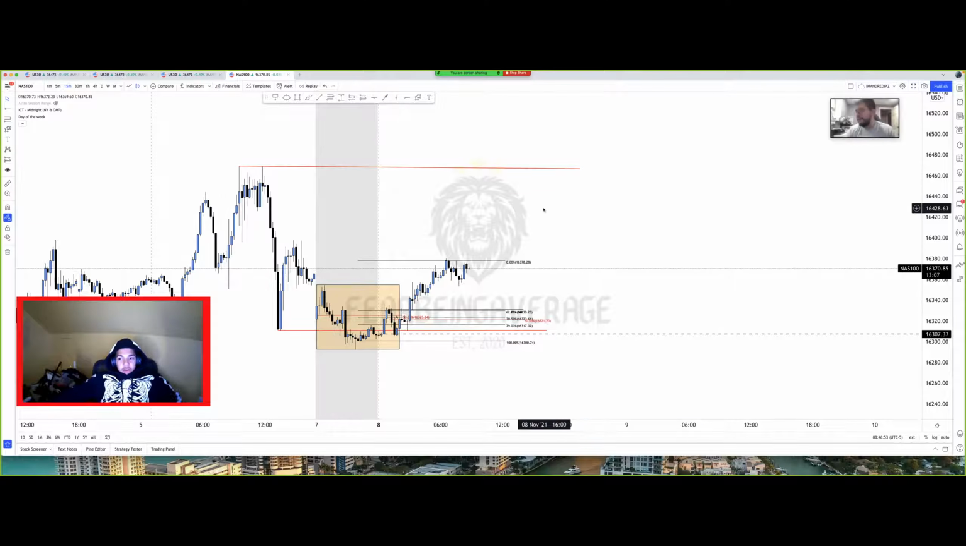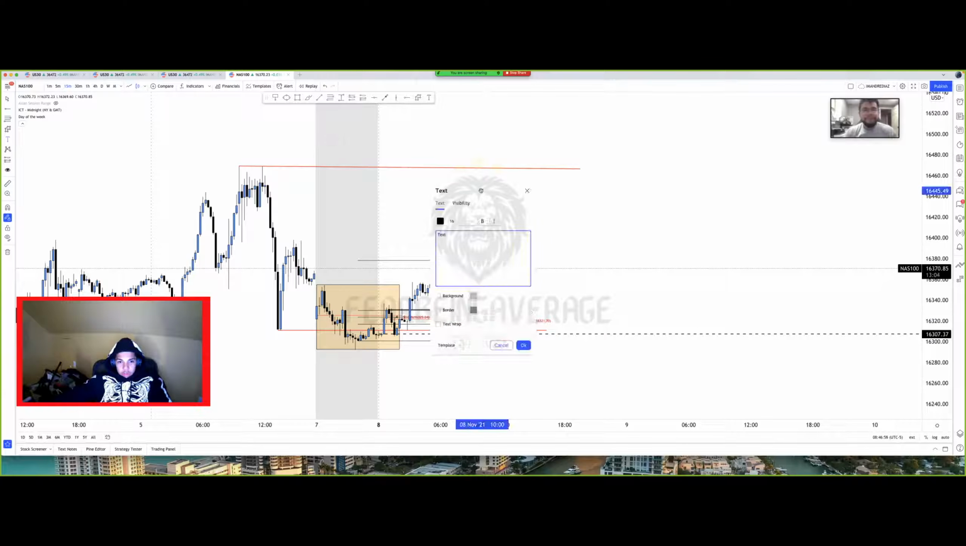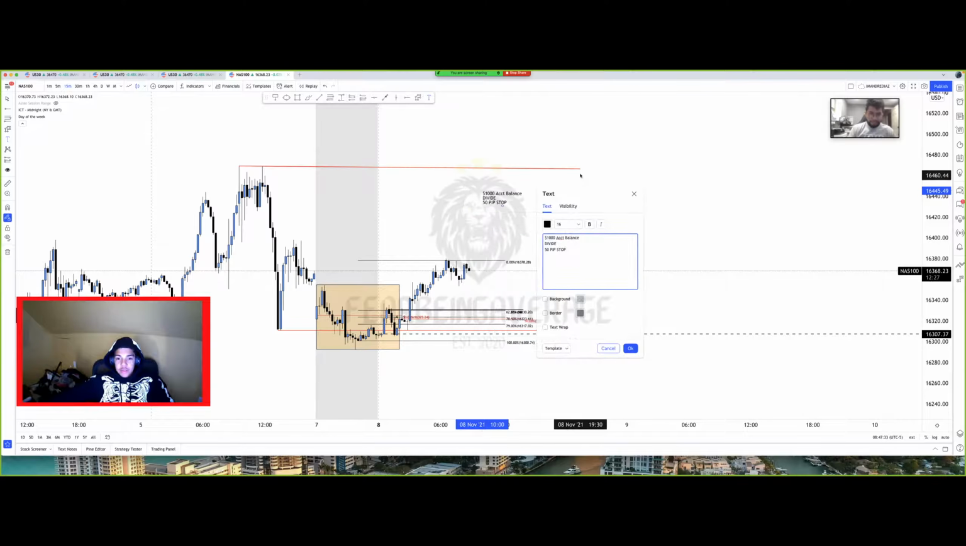If you want a quick way of always doing it, use your calculator. To find your lot size, take the amount you want to risk. So say you want to risk $1,000, and $1,000 is your account balance. You then divide that by the amount of pips. So say you have a 50 pip stop. You take the percent you want to risk of the account balance and divide it by your stop loss, and then you'll get the lot size you got to use.